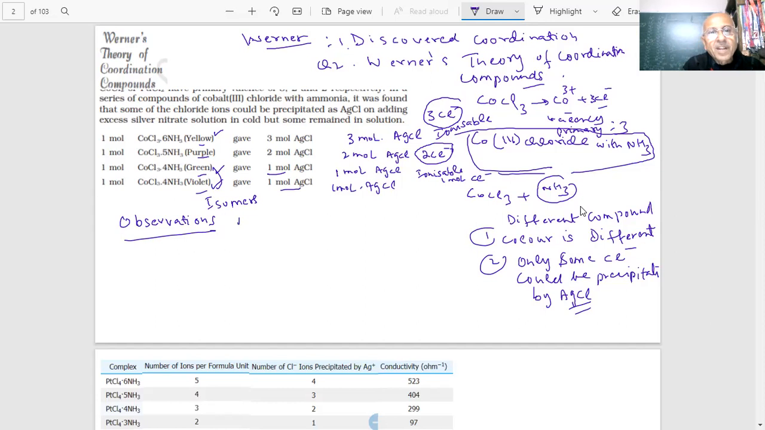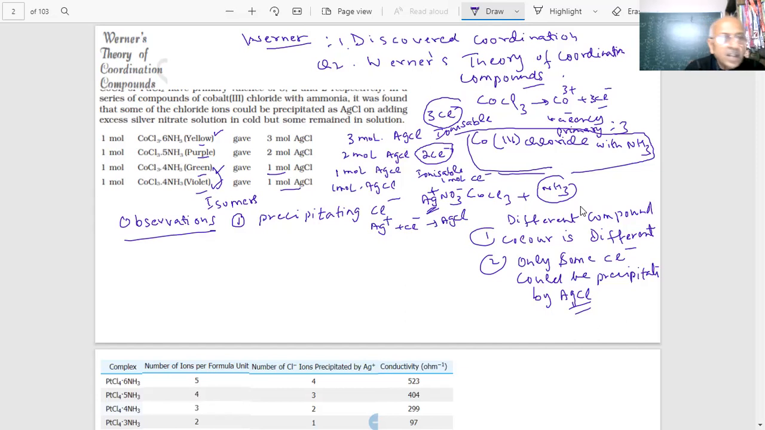Werner's observation, you can see what he is trying to do, student. What is he precipitating? Chloride ions, by silver nitrate. Silver nitrate will produce Ag plus, and Ag plus will react with Cl minus to produce AgCl. If there are 2 Cl, then you will need 2 Ag plus. If there are 3, you will need 3 Ag plus. Like this, he was doing these observations.